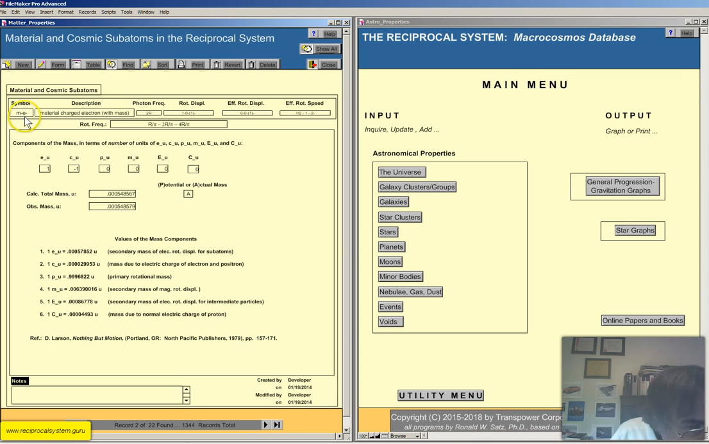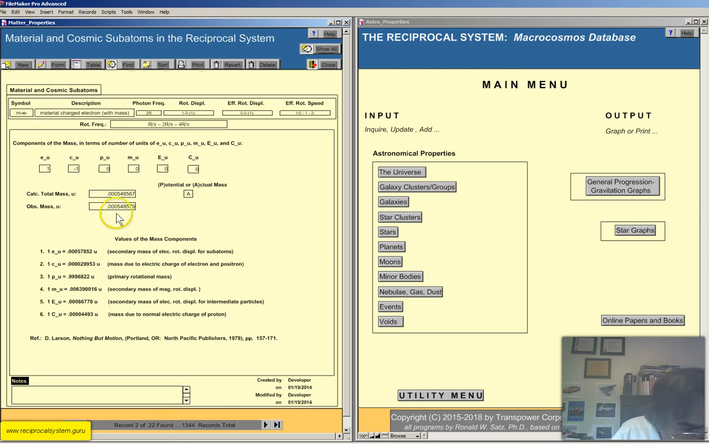Here we have M-E minus. This is the material charged electron. This is the one we're most familiar with. This has mass. Now these units are the same up here, the displacement, effective rotational speed and rotational frequency, but some of these change here. This one in particular, C sub U, mass unit electric charge, electron and positron.